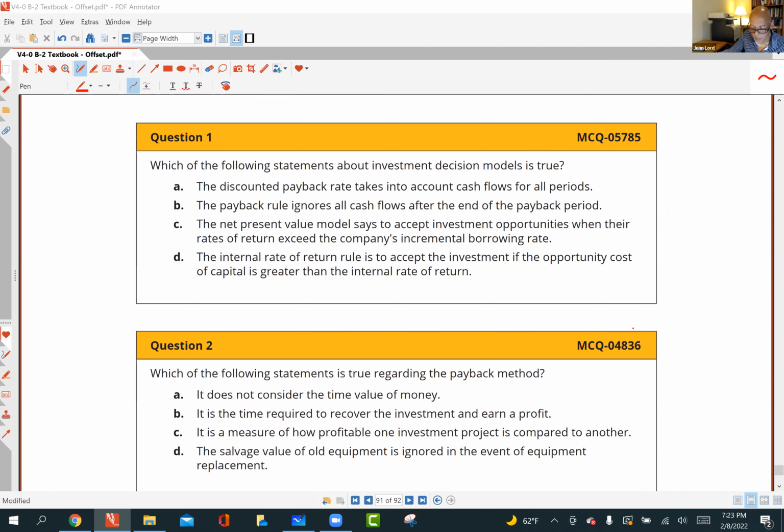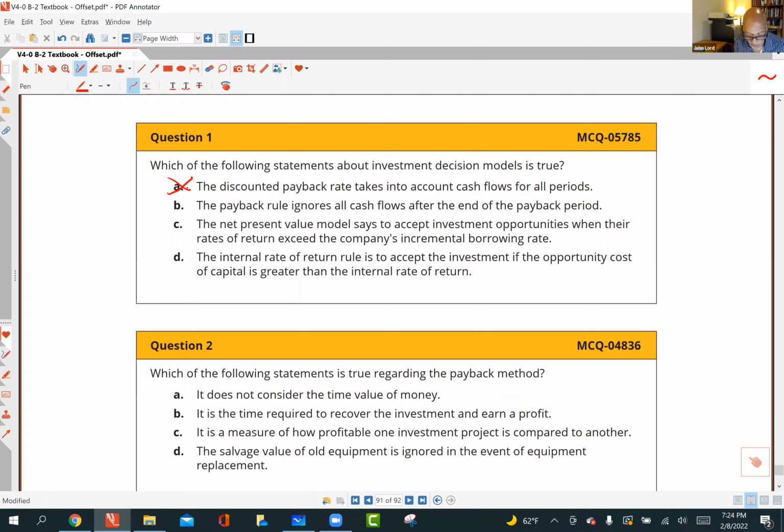Which of the following statements about investment decision models is true? Discount payback rates take into account cash flows for all periods. No, as we saw, that's one of the disadvantages, in that it doesn't consider cash flows after the payback period is calculated, right? The payback rule ignores all cash flows after the end of the payback period. Yeah, because we're making the decision entirely on whether or not we have hit the payback, right?